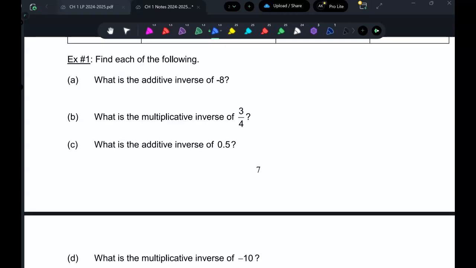What is the additive inverse of negative 8? It's 8, positive 8. Okay, additive inverse, we just changed the sign. Multiplicative inverse, Jackson. 4/3. 4 over 3, we flip it. Good. So additive inverse, we change the sign. Multiplicative inverse, we just flip it. So additive inverse will be negative 0.5.